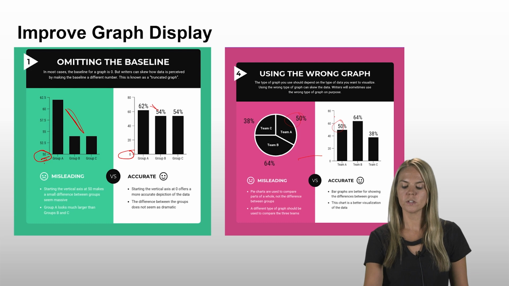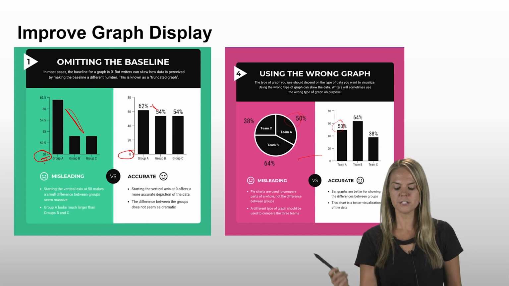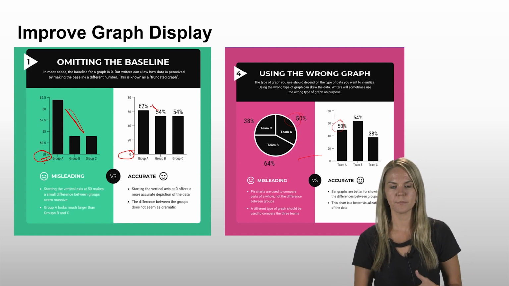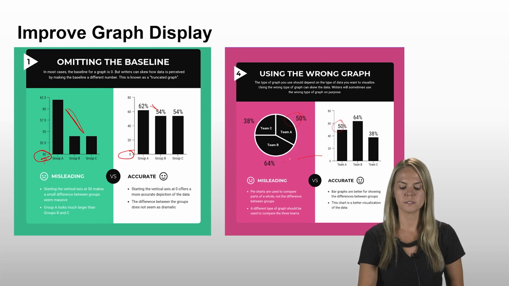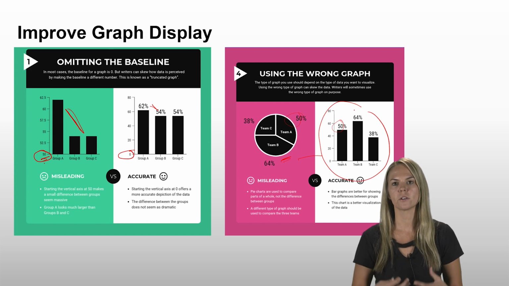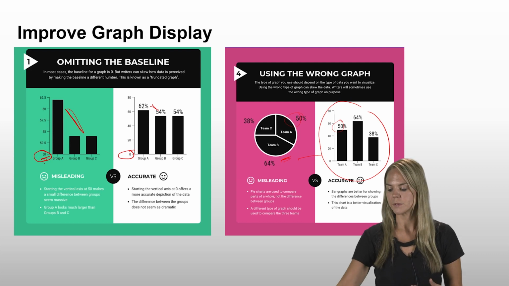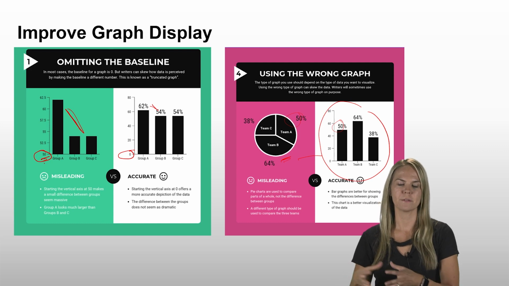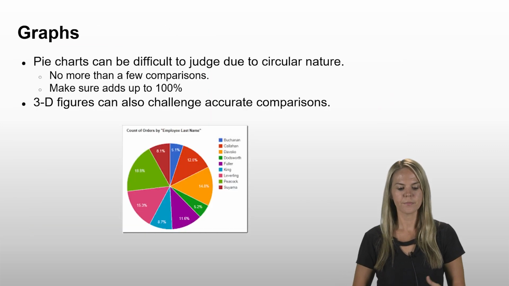So sometimes we might just be using the wrong graph when we're trying to compare 3 items. People use this pie chart to compare the 3 when really this is the more accurate representation. So we want to make sure that we're using the correct graph to represent our data for what type of data it is we are representing.